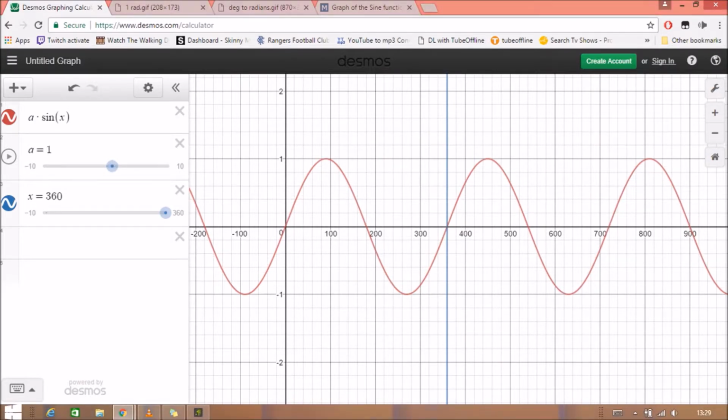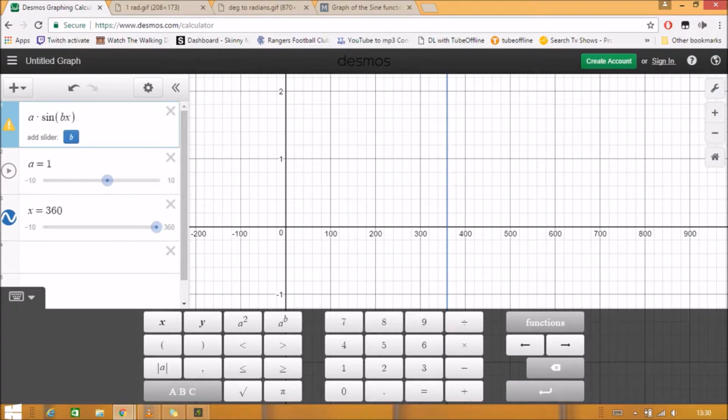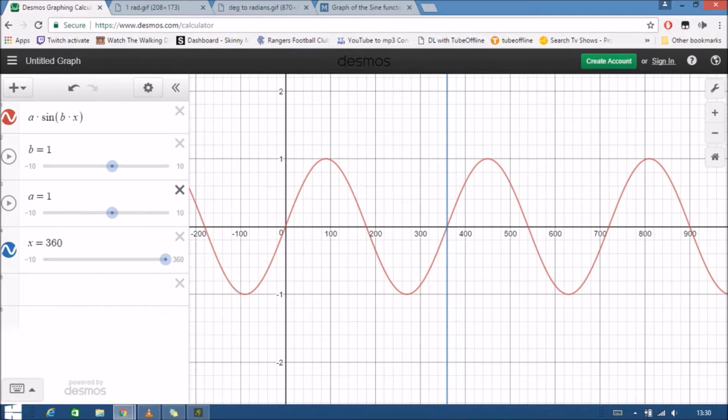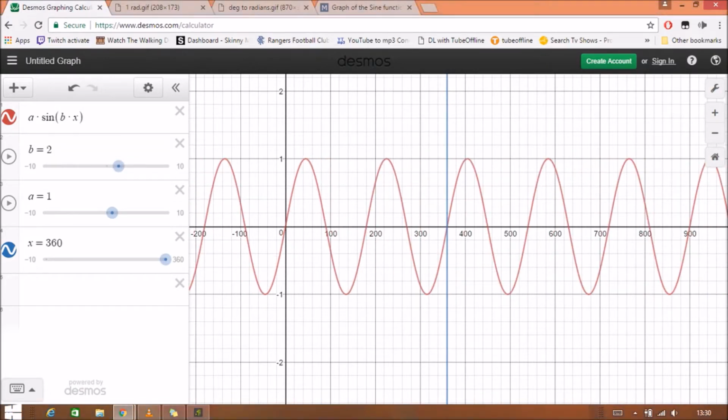The next thing I'll do is put in another number here, we'll call it B, to multiply inside the sine function. So here we're multiplying the angle that the sine function takes in. As you can see, if I increase that value, then what you'd expect is maybe not what you get. When I multiply and make it bigger, the graph actually compresses.